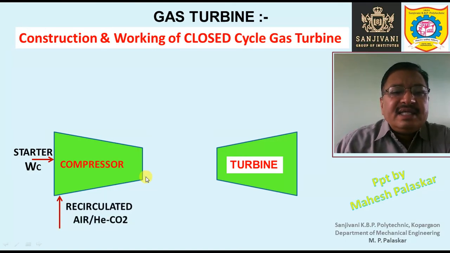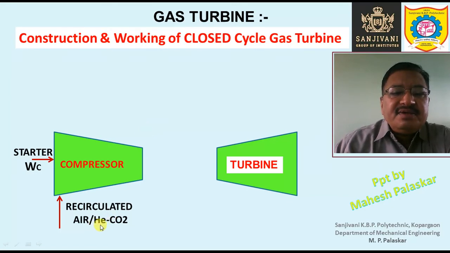So what is entering inside the compressor is the recirculated working substance. In case of closed cycle, it is not necessary that we should use air only as the working substance. We can use a better working substance, one which has better thermal properties and a better heat transfer coefficient.